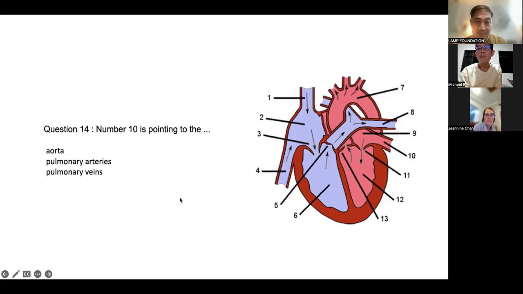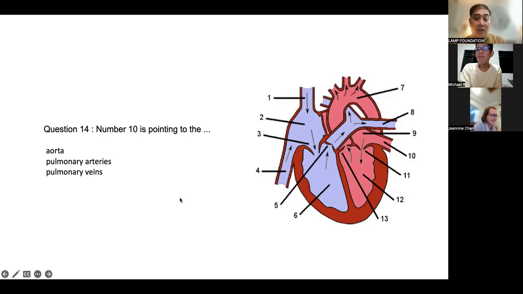Number 10. Number 10, pulmonary arteries, doc? No. A vein siya. Okay, I have a question. Diba usually, why is the pulmonary artery colored blue? The pulmonary veins are colored red. Ngayon nga nakaka-confuse, doc.